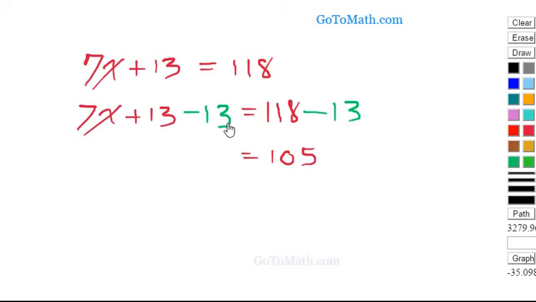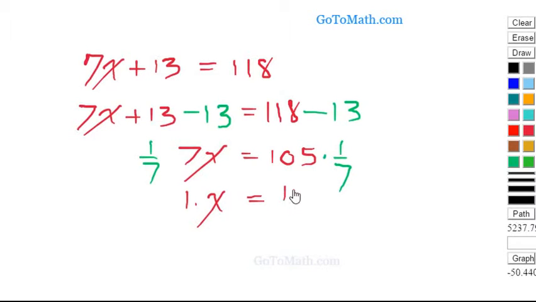Now, this goes to 0, so we're left with 7x. All right, and what we're going to want to do now is multiply by the reciprocal of this number here. So 1 over 7 times, and then 1 over 7 on this side over here. So 1 over 7 times 7 is just 1. And then of course this is 105 over 7.